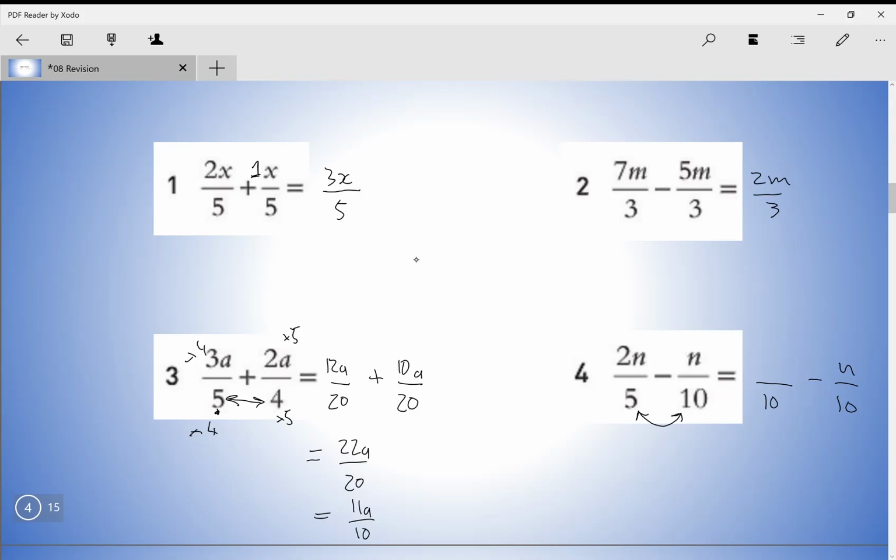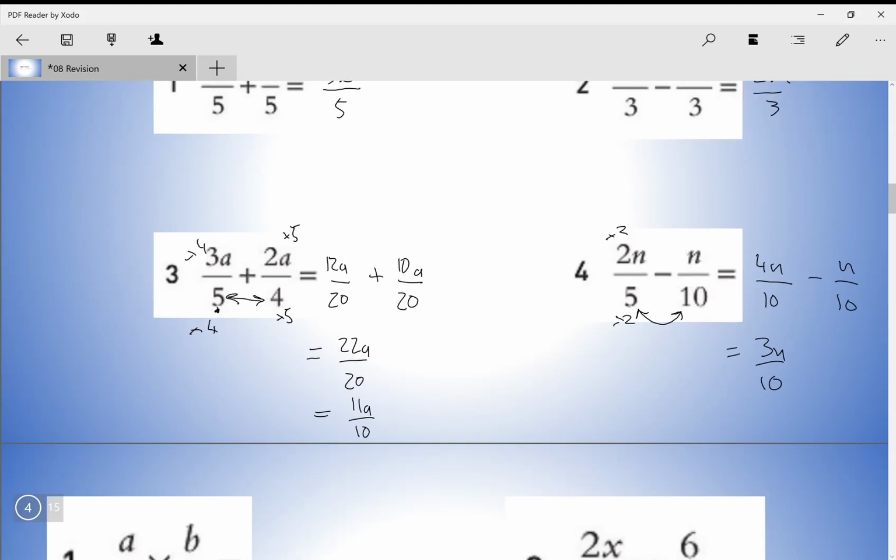To change our 5 into 10, we multiply it by 2, so we have to multiply the top by 2. And again, nothing happens to the n, we just multiply the coefficient by 2, so we end up with 4n. And now we collect our like terms. 4n minus 1n is 3n over 10. And that's adding and subtracting of algebraic fractions.